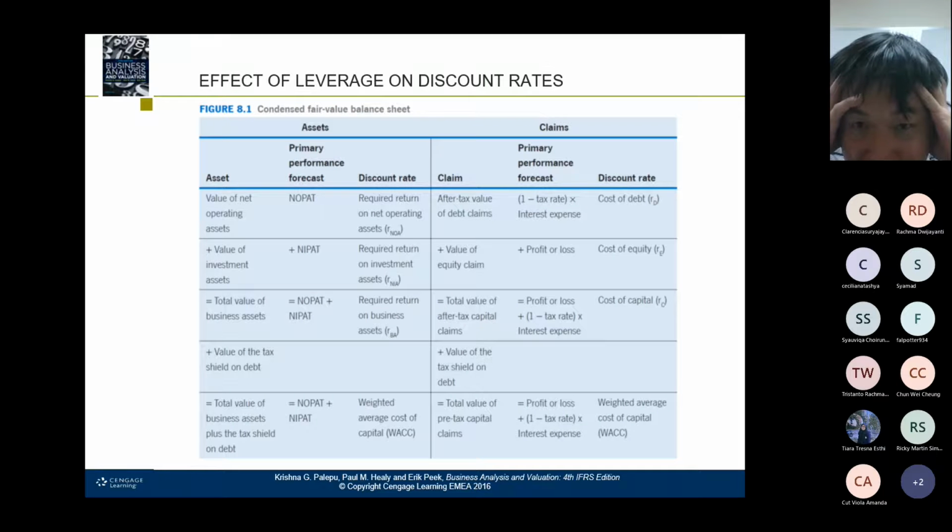There you can find the debt and the equity. In the right column, there are the assets, including the fixed assets and the liquid assets. So the condensed fair value balance sheets, left and right, the sides are both equal to each other.